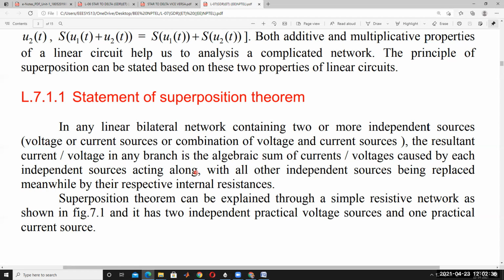So that means by activating one source and deactivating the remaining sources, we'll get one response. Similarly, by activating another source and deactivating the other sources, we'll get another response. The combination, the total response, is nothing but the algebraic sum of the two responses.